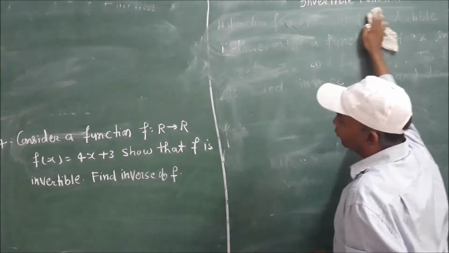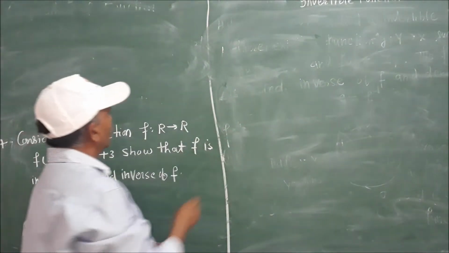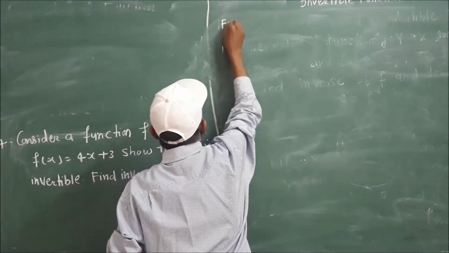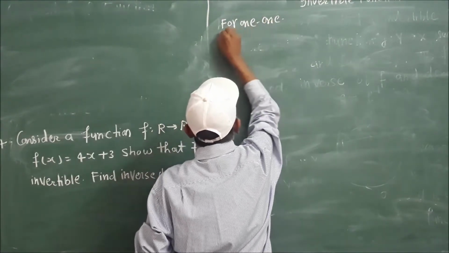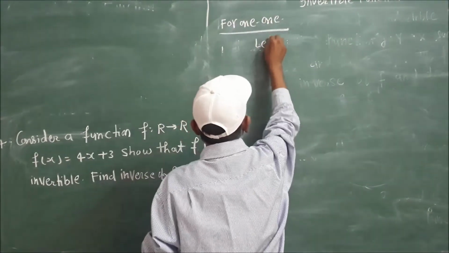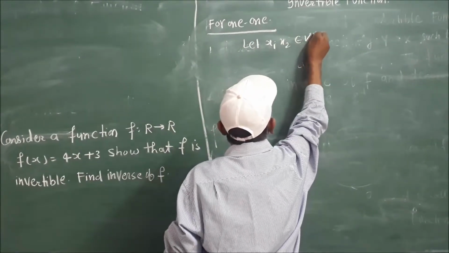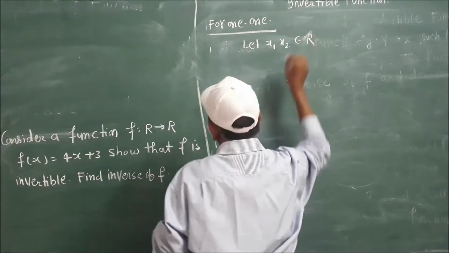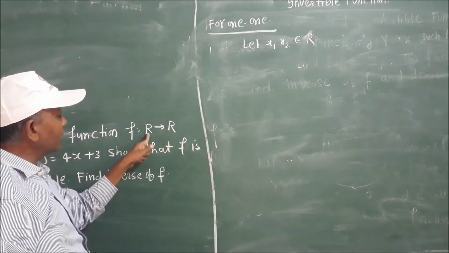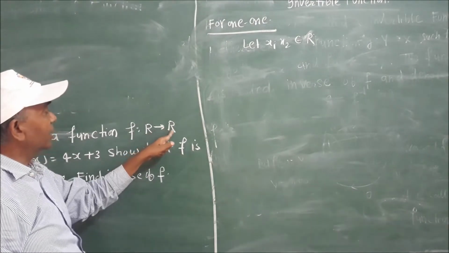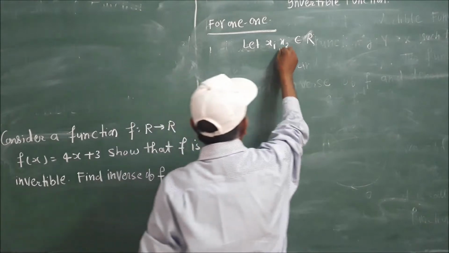So first we have to prove that this function is one-one and onto. For a one-one function, we have to write: let x1, x2 belong to R. Why? This is a function from R to R. R to R means R is the domain and here R is also the range. So let x1, x2 belong to R.